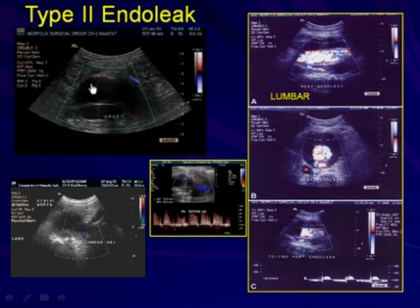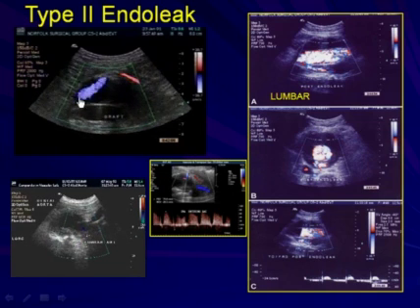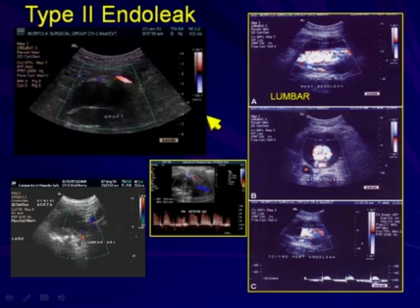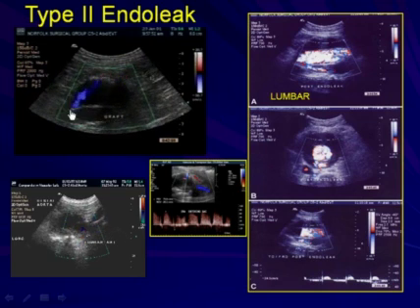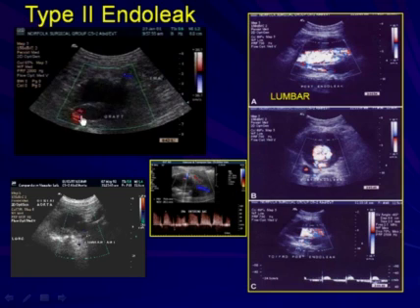No modality is going to miss a very large IMA leak such as this one. This one is very easy to see. You can see that it's causing some movement of the graft wall right here.